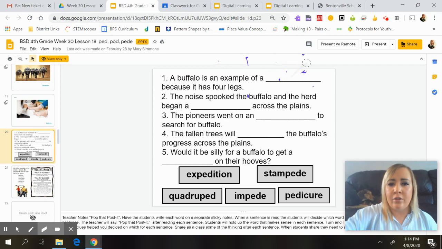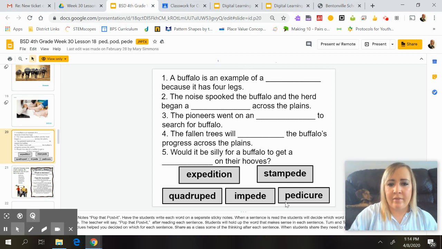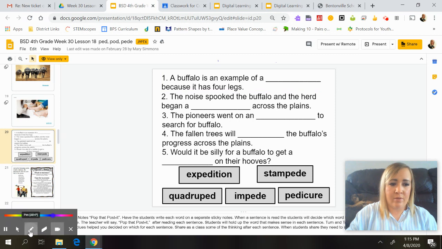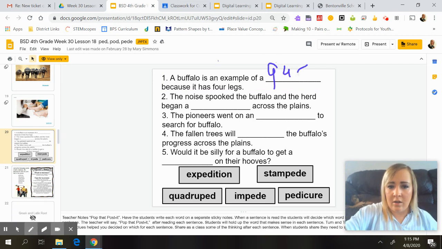So the buffalo is an example of a blank because it has 4 legs. So if I was thinking about that, the buffalo is an example of a quadruped because I know that they have 4 legs. So I might write in here quadruped.